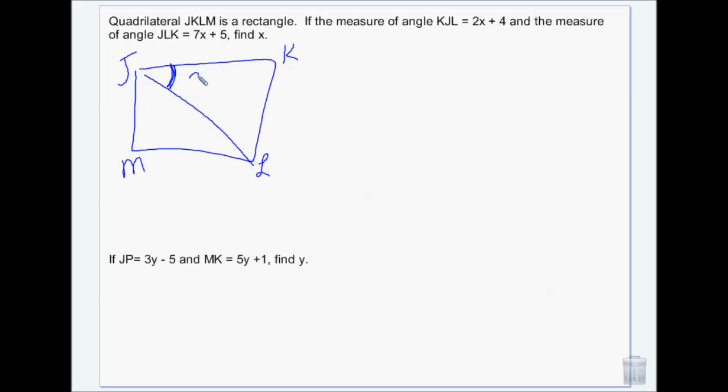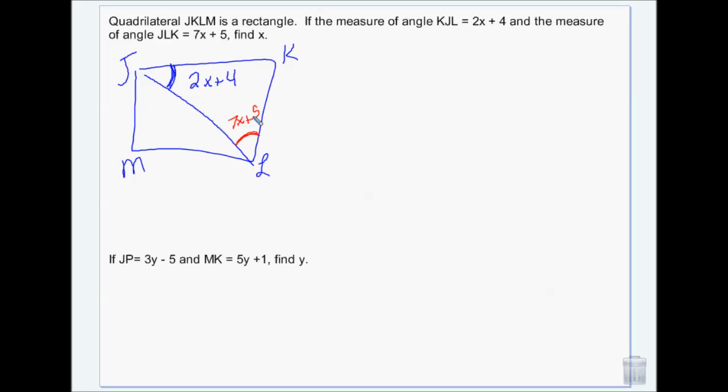is 2x plus 4. And my drawing is terrible. JLK, it doesn't matter if it's terrible. JLK, so that's this angle right here, is 7x plus 5. And I want to find x.